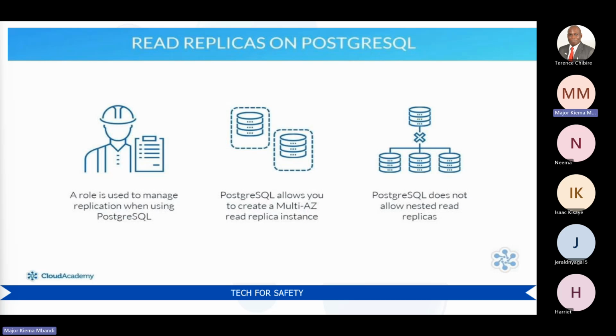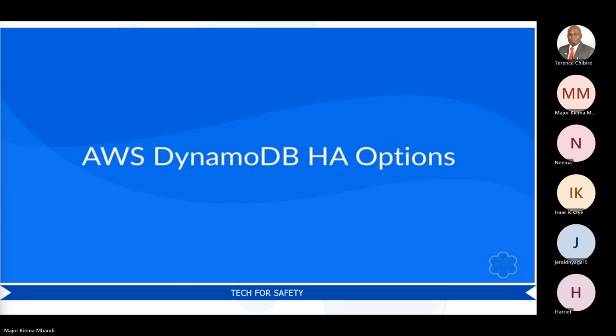I think I'm done with the multi-AZ deployment, and that multi-AZ was about relational databases. Now we're moving to AWS DynamoDB, a highly available option. This is a NoSQL database. Any questions? No questions, so we move. Yeah, we move. Okay.